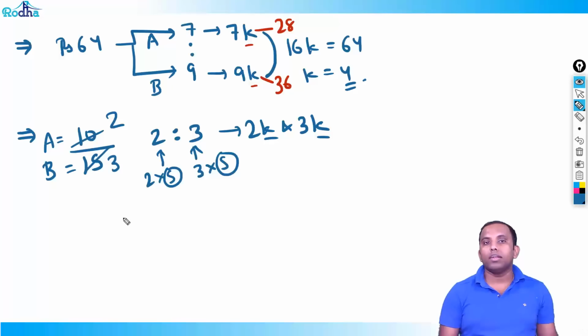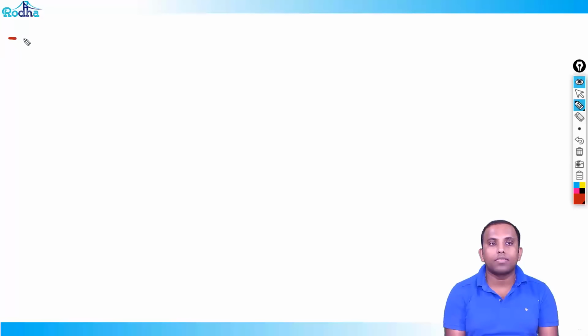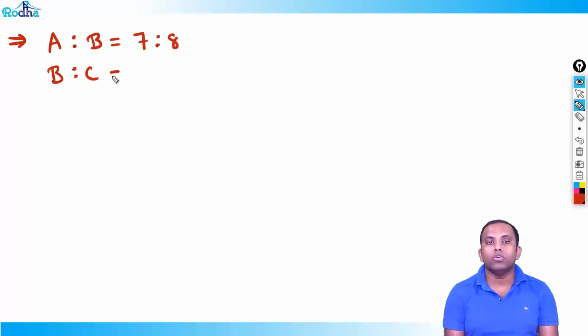Correct? Now, come to the main point. Now, suppose some amount is divided between A and B in the ratio 7 is to 8, and some amount is divided between B and C in the ratio 12 is to 13.